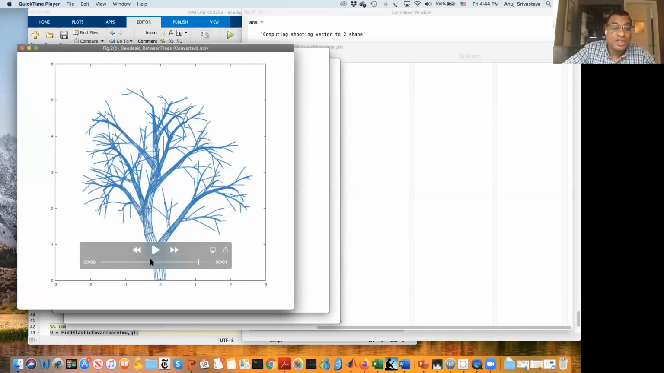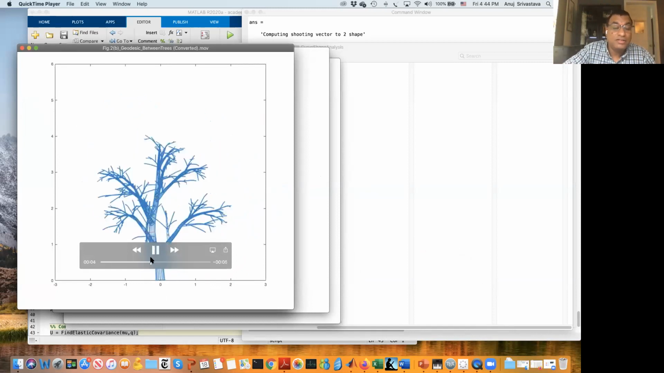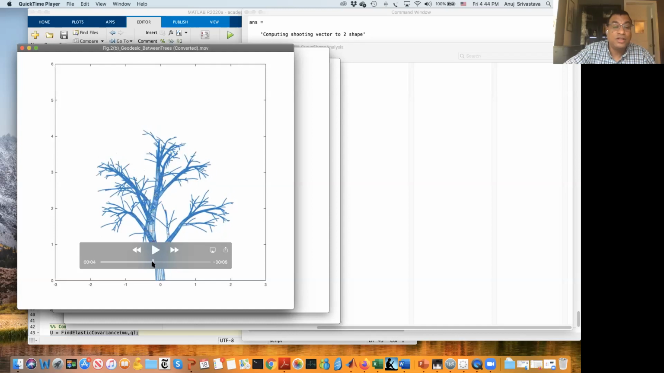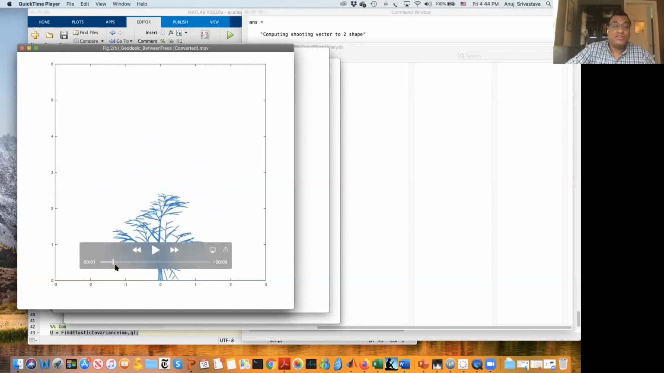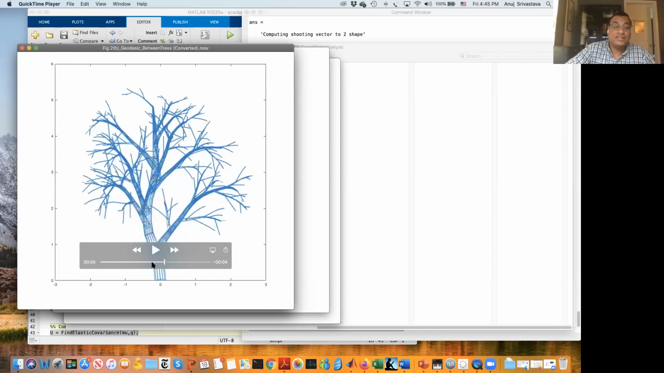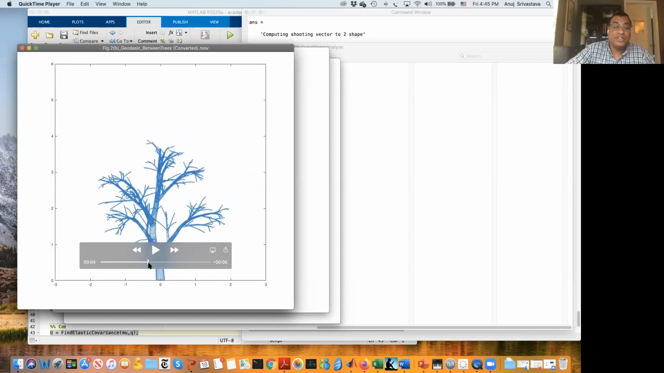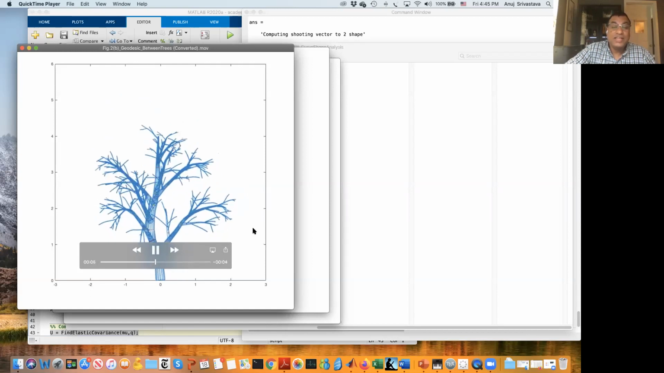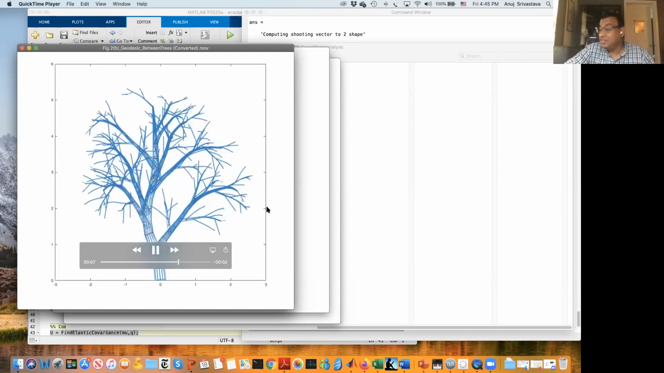And if I stop at the halfway point, I don't know if it allows me to stop. This halfway point is actually a statistical average, a mean shape of the first tree and the last tree. This was the first tree, this is the last tree, and somewhere in between, the halfway point is an average of the two trees. So we are able to compute averages of those two trees. And we have done this not just with two trees, we have done this with many trees.